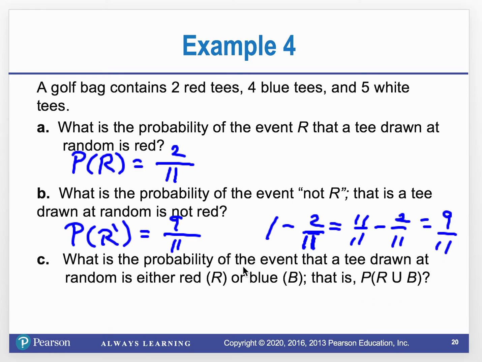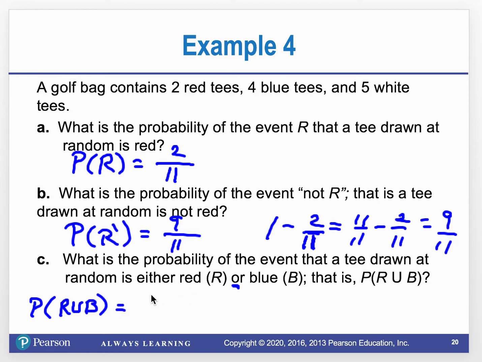What's the probability of the event that a tee drawn at random is either red or blue? Because later, I don't think it's in this section, but we're going to add ands. So I got to be careful about the difference between an or and an and probability. So what's the probability that it's red, or blue?